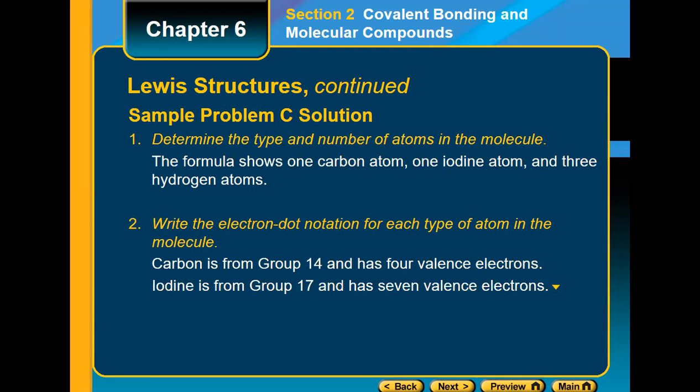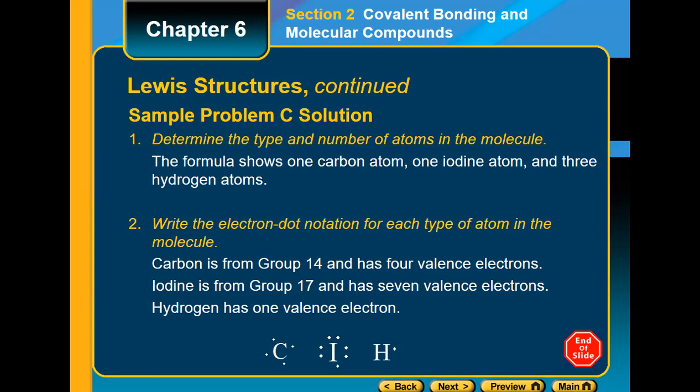So here we determine the type and the number of atoms. Carbon is in group 14, so it has 4 valence electrons. Iodine is in group 17, so it has 7 valence electrons, and hydrogen is in group 1, so it has just 1 valence electron. So carbon needs another 4, iodine needs another 1 to reach the octet rule, and hydrogen needs 1 to be like helium.